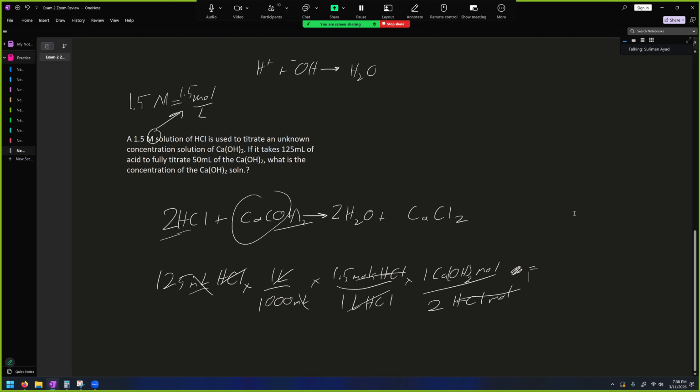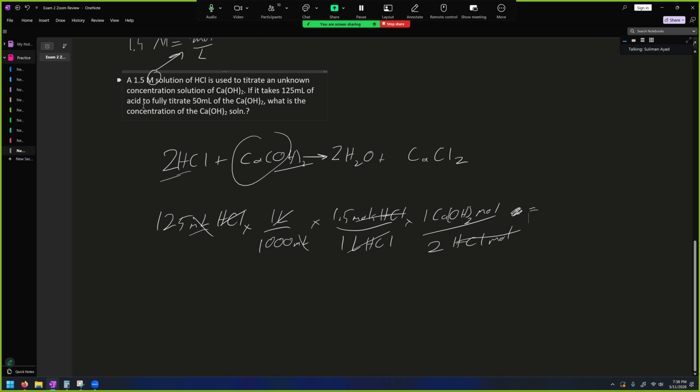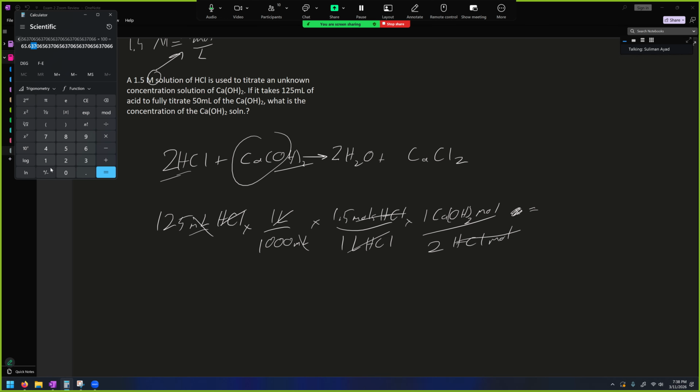So, where was I? We were almost finished with this problem. We were trying to figure out the molarity of our CaOH2 solution, and we had almost finished. So I was just going to solve for the moles at this point, and then I can divide that by the volume of my solution. To find the moles here, I'm just going to plug in for the math we just did. 125 divided by 1,000, and then times 1.5, and then divided by 2.